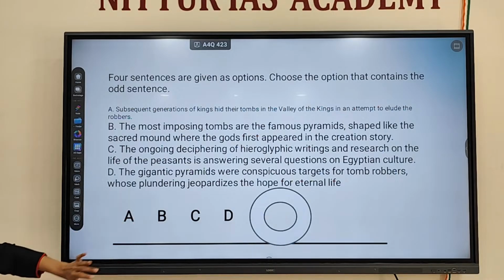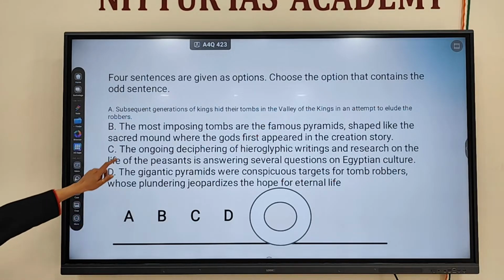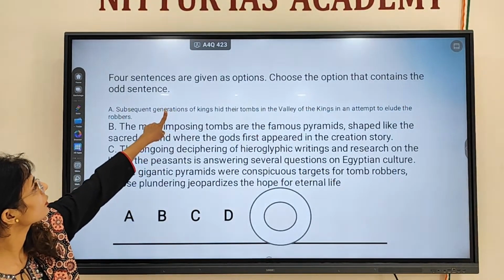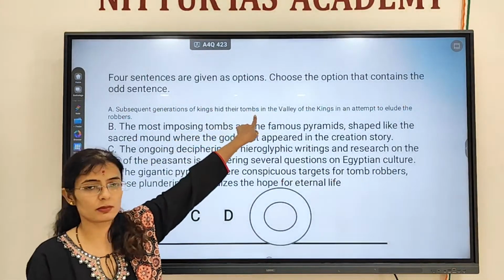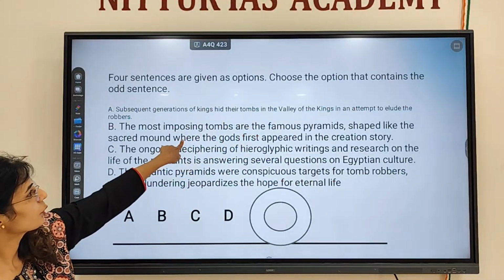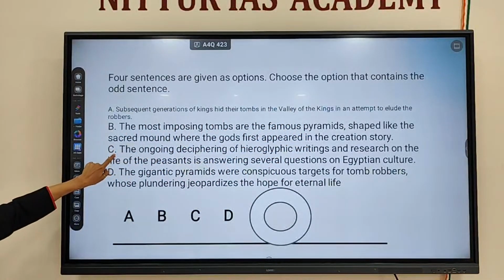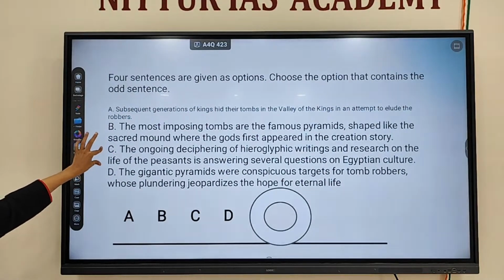But the three of them are talking about Egypt from pyramids. Yeah, but see, leave the pyramids. Think about it, the first one is not talking about the pyramids. The first one is talking about tombs. Second one, tombs. But again, pyramid. The third one is not talking about any tomb or any pyramid.